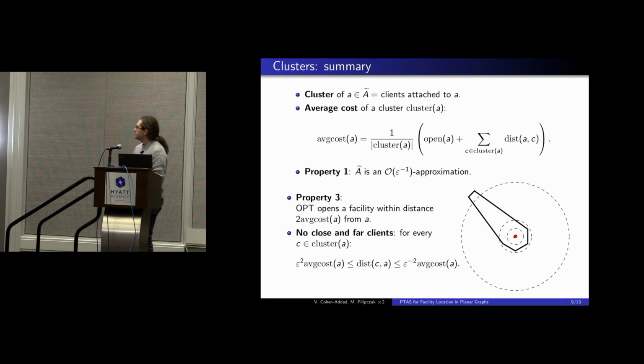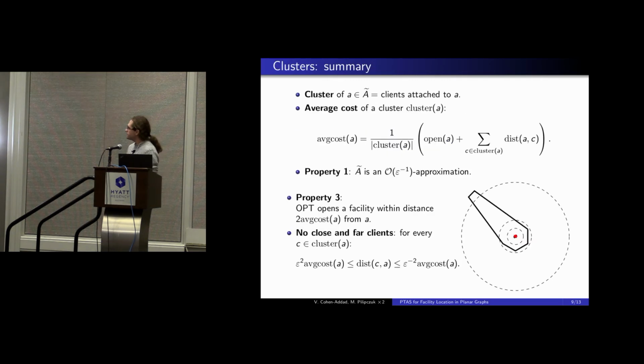Okay? So what we get here are these clusters with these average costs. This is still a 1 over epsilon approximation, so we didn't change it much in the process. We know that opt needs to open something within the radius twice the average cost, and there's a constant stretch of distances from the center. The distances from the center are within an epsilon to the 4 stretch around the average cost. Okay, so that's the property we got of the clusters.